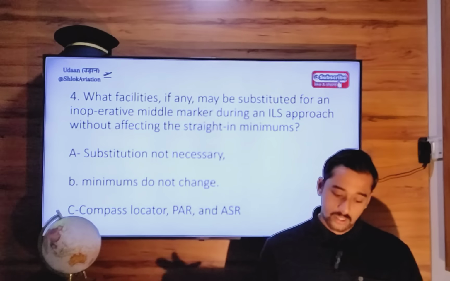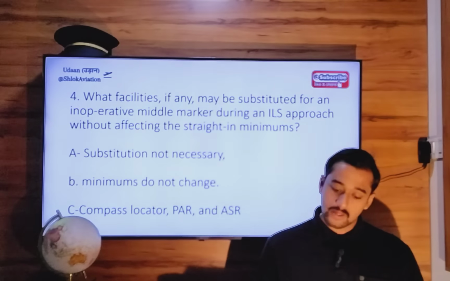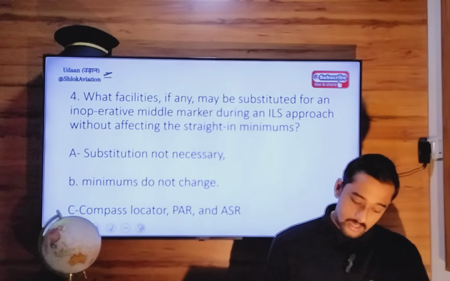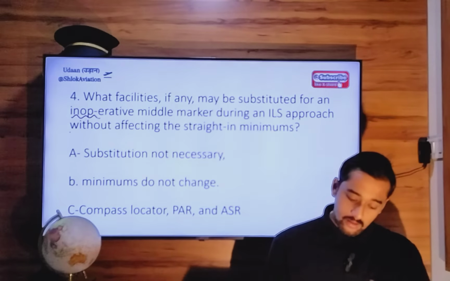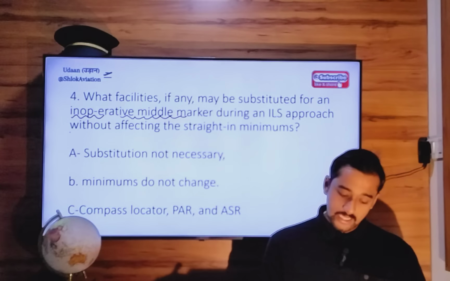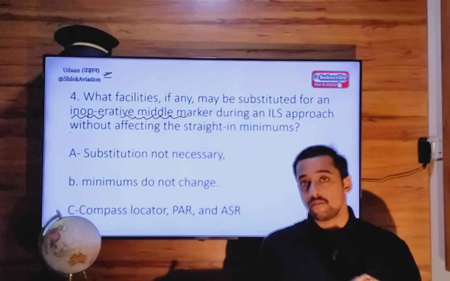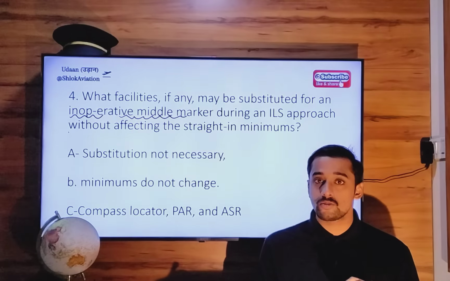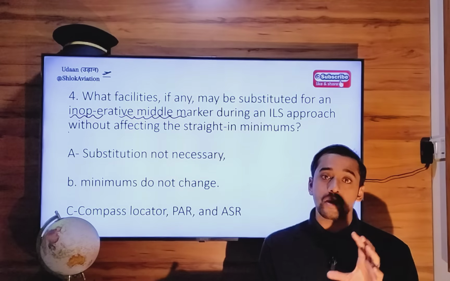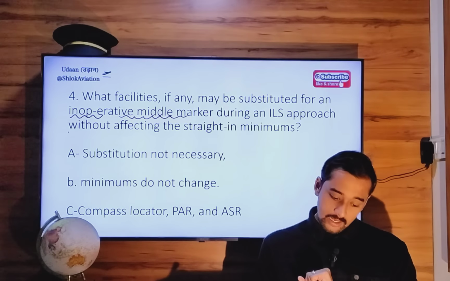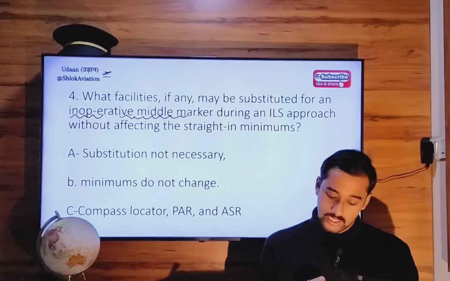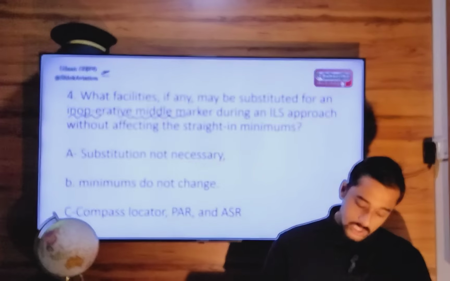Another important question: what facilities, if any, may be substituted for an inoperative middle marker? Okay, inoperative middle marker during an ILS approach without affecting straight-in minimums. So we have to find out of these options, you have to find that instrument or equipment which may substitute middle marker. So substitution is not necessary. Minimums don't change. Compass locator, precision radar, surveillance radar. So the correct option is option Charlie.